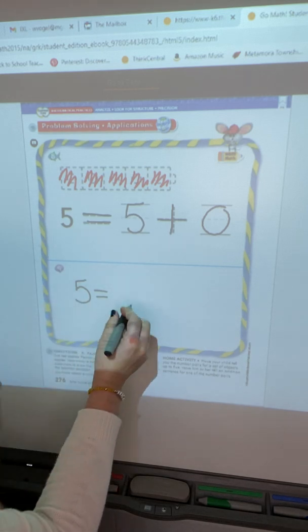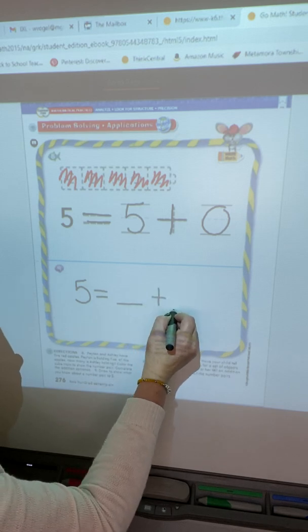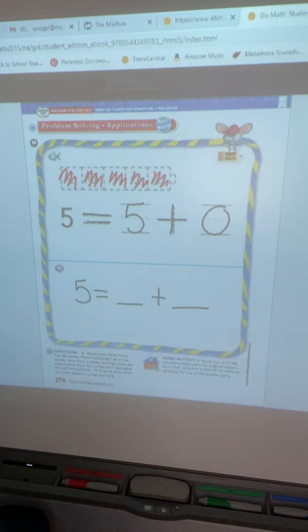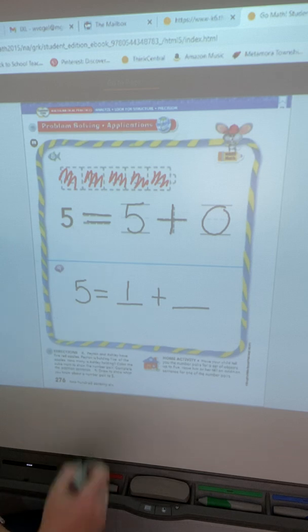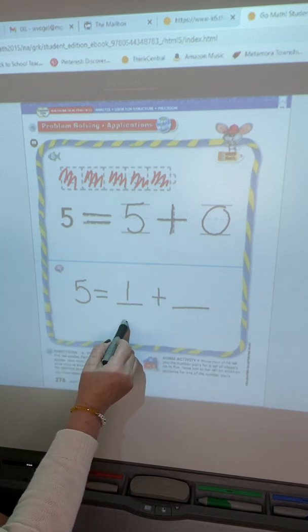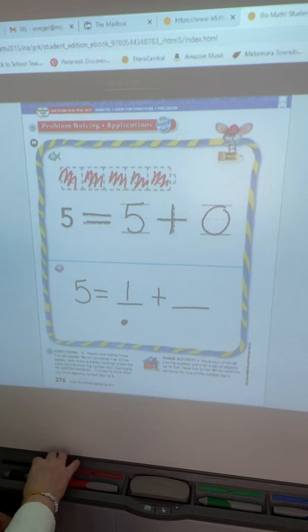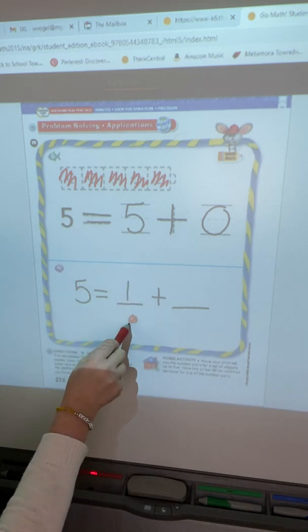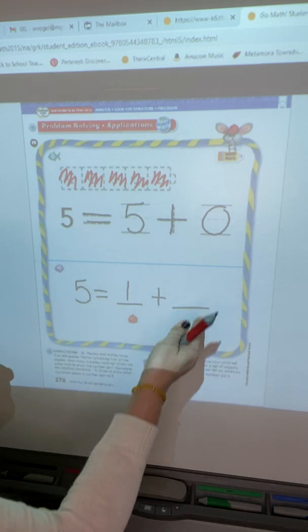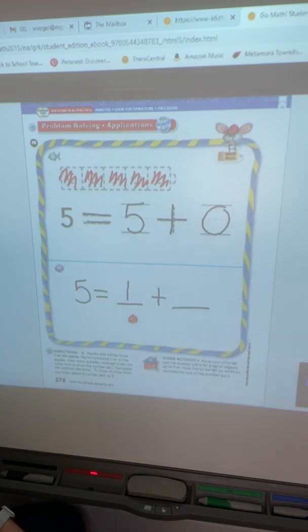So 5 is equal to something plus something. I need 2 numbers that would equal 5. Could you give me the first number? Oh, the first person I heard, they said 1. So let's go ahead and put a 1 there. So 5 is equal to 1. Okay, so if we have 1, actually, let me make that a different color. Okay, if we have 1, we have to have how many more on this side to equal 5?